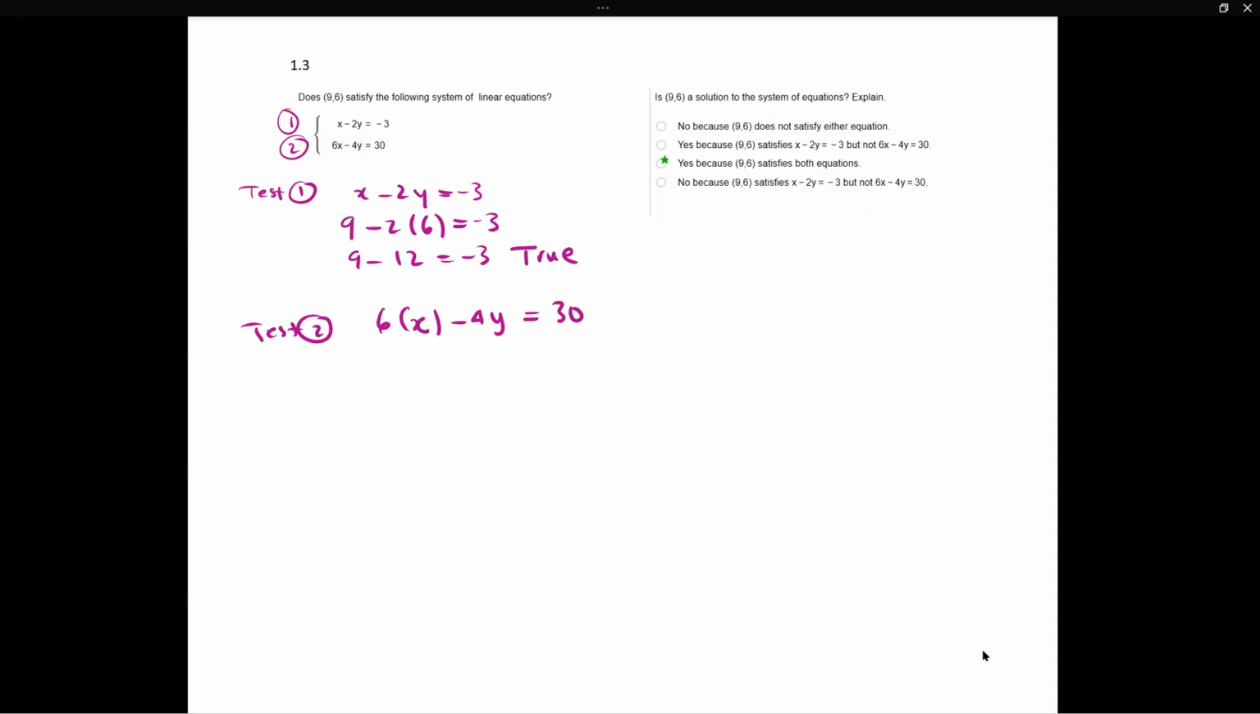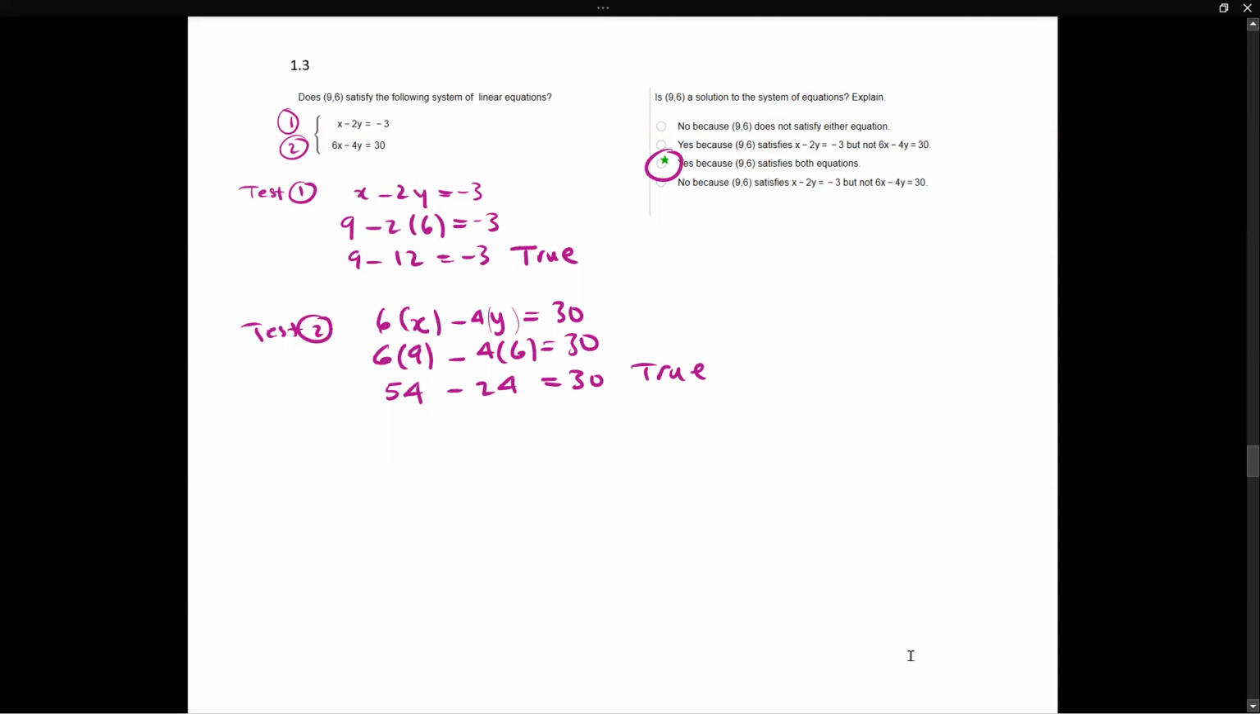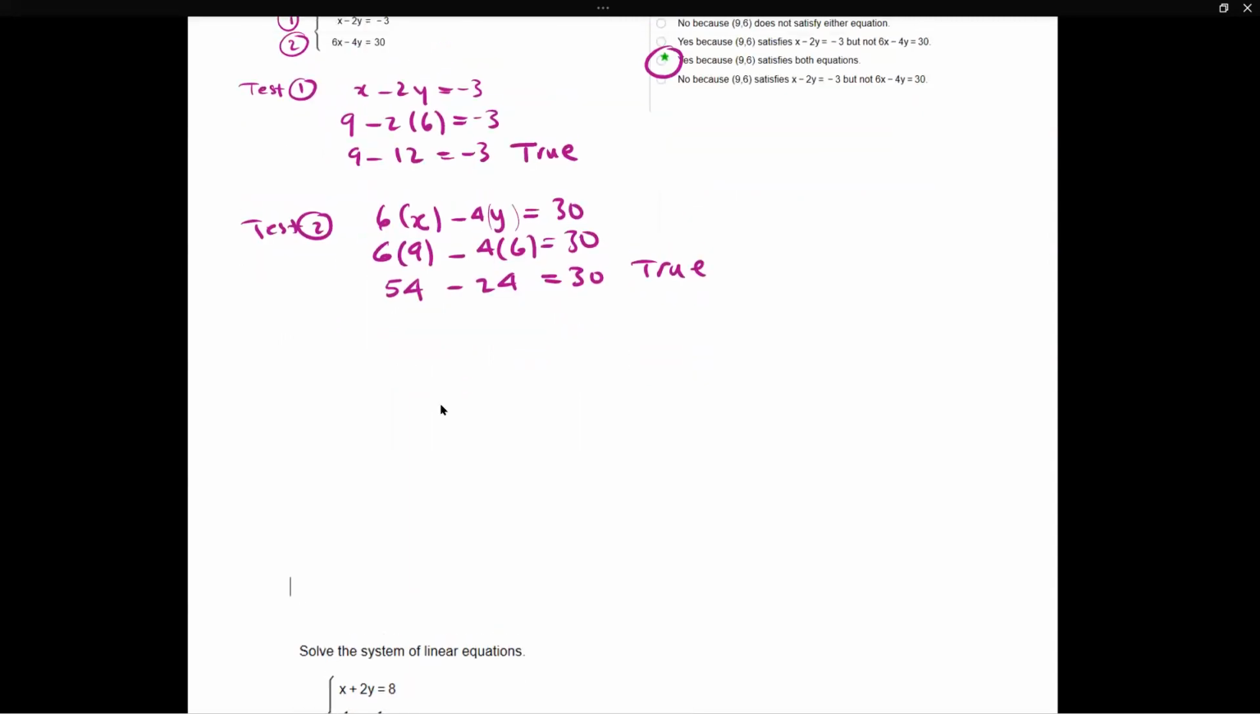So both equations need to be true, right? So this is where we're going to substitute 9 minus 4 times 6. So we have a 54 and we have a 24, and that is true: 30 equal to 30. So yes, it satisfies both equations, right? So you need to check both of them, and both need to be true, not just one.